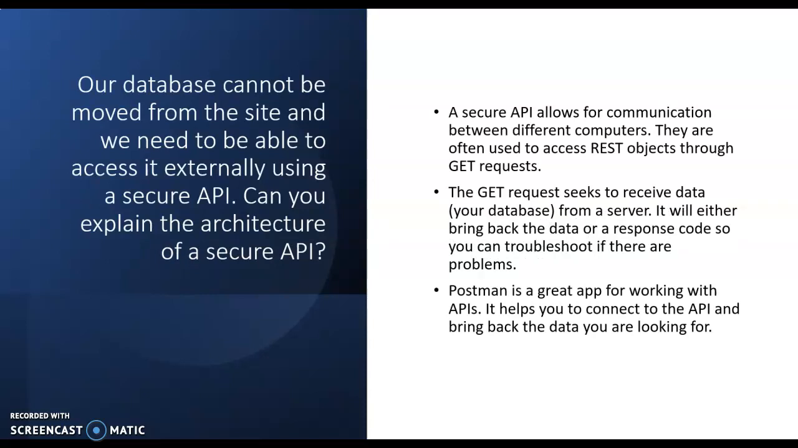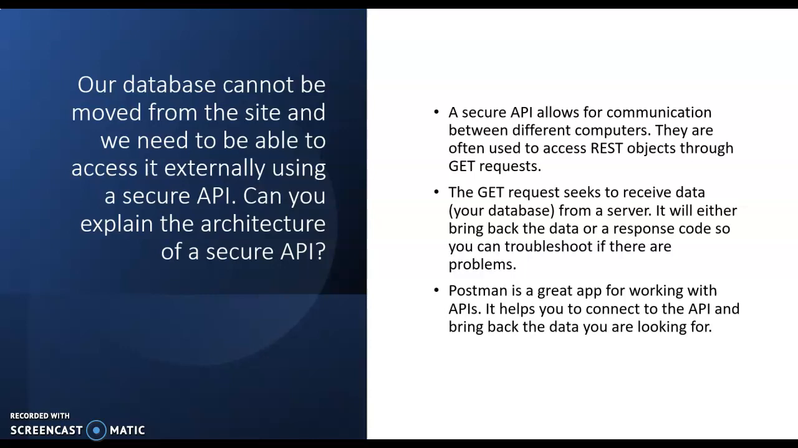Okay, fourth question. Our database cannot be moved from the site, and we need to be able to access it externally using a secure API. Can you explain the architecture of a secure API? So, a secure API allows for communication between different computers. They are often used to access REST objects through GET requests.